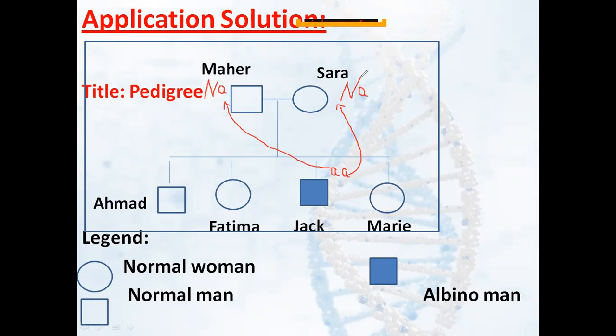Ahmad, Fatima, and Mary, they are normal. So surely they have the allele N, which is for the normal. But they carry either another N, or they can have a. So they have two possibilities, either an N or an a. How can we determine this in specific? If they give us additional information.